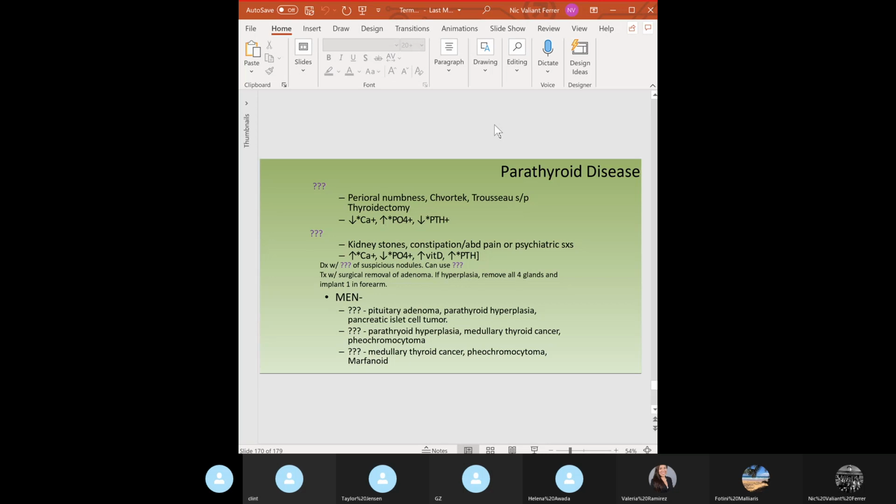What are the signs of hypocalcemia? We talked about this. Perioral tingling, that's the first sign. Paresthesia, then you have Chvostek, Trousseau, and tetany. What's the treatment for hypoparathyroidism? We give IV calcium.